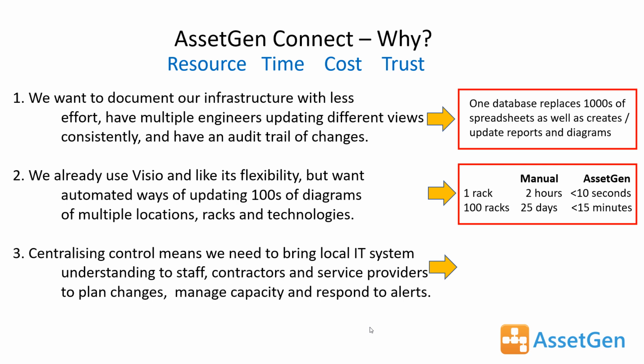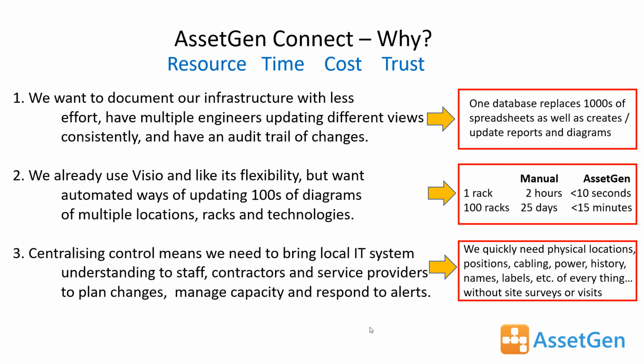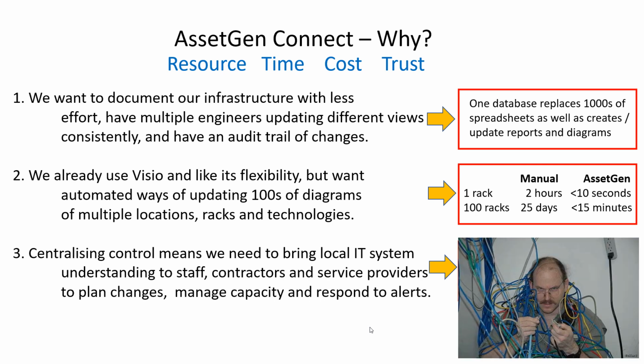And finally, if we're going to centralize our planning and control and management functions for IT, or we have a service provider that we're involved in and we're making use of part-time or temporary contract staff, we need to give them local IT understanding to allow them to plan and manage changes as well as faults and problems. So AssetGen will very quickly enable understanding of physical location, positioning, connectivity, as well as history, even down to the labels on the cables. What you don't want to do is to end up with the situation, as you see with this guy, where he's trying to work it out after the event, in the midst of actually trying to deliver a project where people want him to do it quickly.